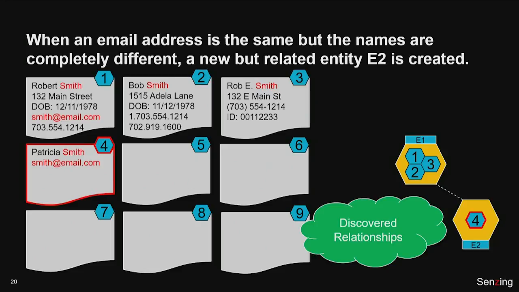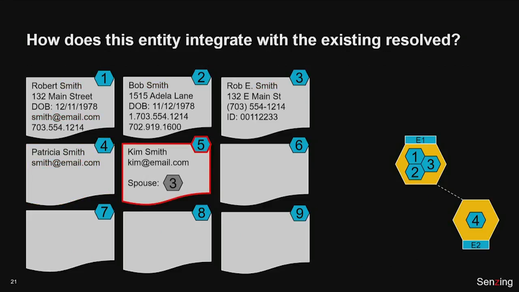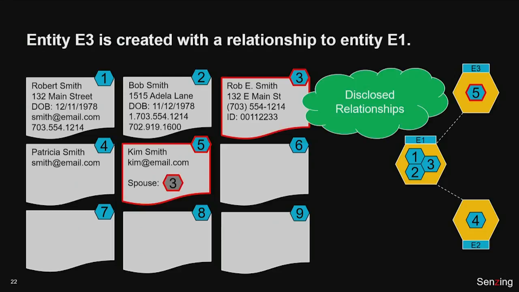Of course, you can be told about relationships too. Maybe you have a record, an employment record, for example, that says somebody's a spouse. And so that's easy. Kim here is related to record 3. We would call that a disclosed relationship. Great.